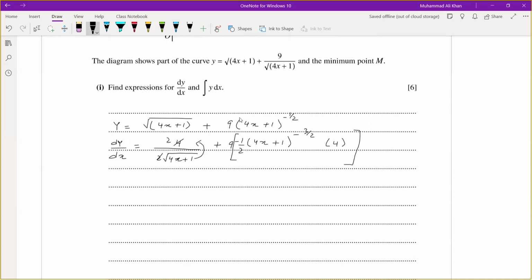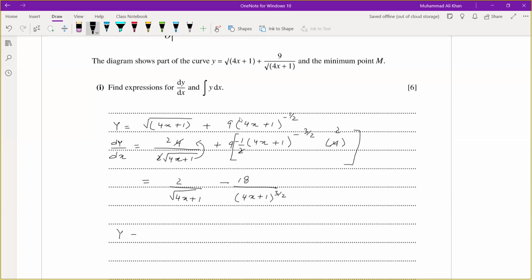सिंप्लीफाई कर लेते हैं इसको. सो इट विल बी 2 अपॉन अंडर रूट 4x plus 1. Here it is 2 2s are 4 and 2 जब 9 से मल्टीप्लाई होगा with minus sign it will be 9 2s are 18 upon 4x plus 1 power 3 upon 2. This is the derivative of the curve, and after that we also have to integrate the curve.